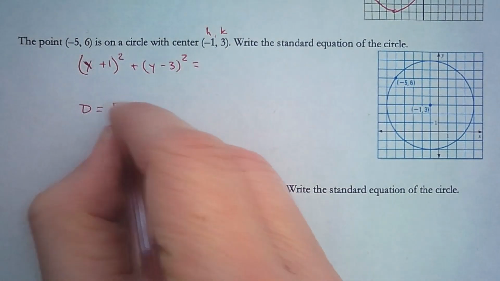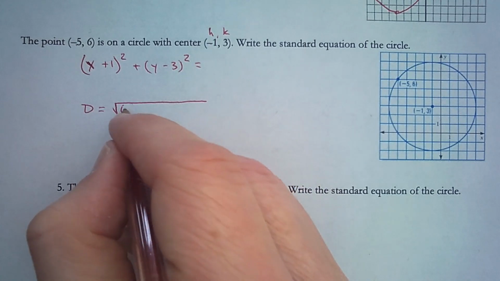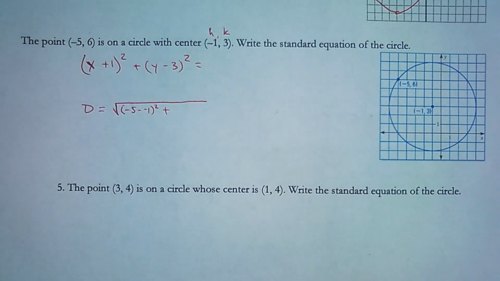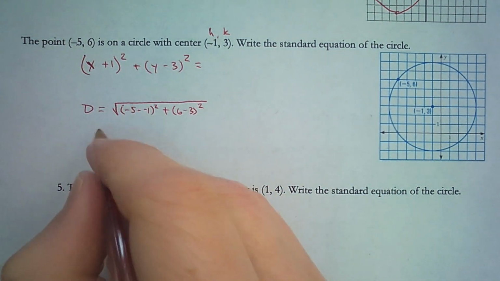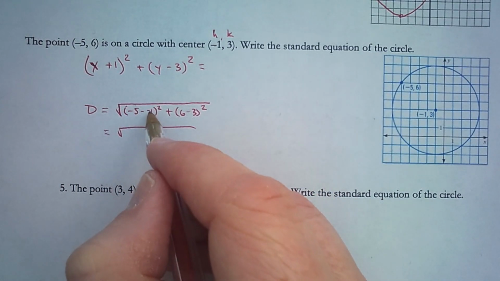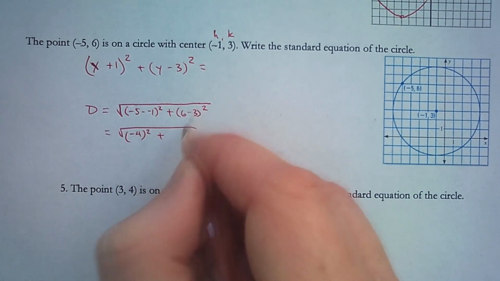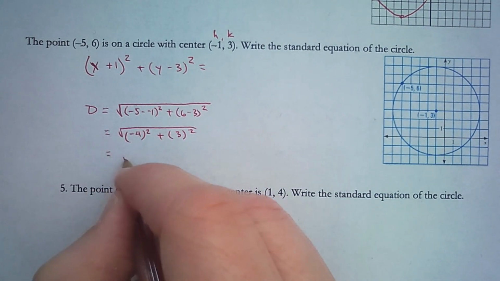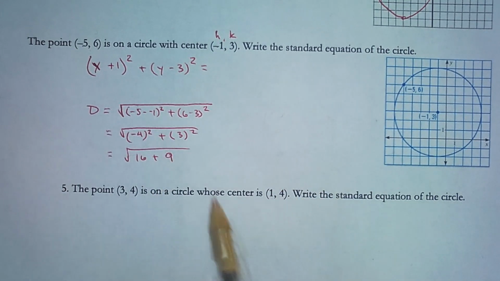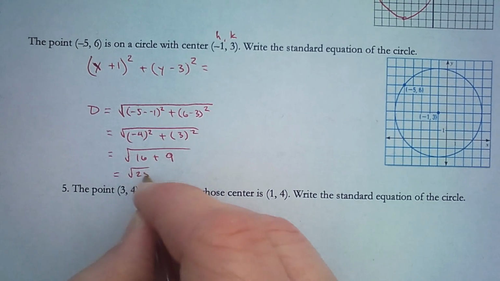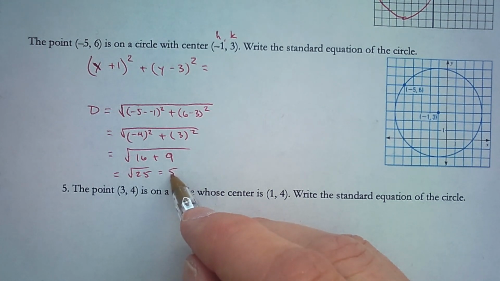Okay, so the distance formula is the square root of x minus x squared. So here are your x's, negative 5 and negative 1. So negative 5 minus negative 1 squared plus y minus y, 6 minus 3 squared. Okay, so negative 5 minus negative 1, that is negative 4 squared, plus 6 minus 3, which is 3 squared. Negative 4 times negative 4 is positive 16, and 3 times 3 is 9. So we have the square root of 16 plus 9, which is the square root of 25. And the square root of 25 is 5. So we got a radius of 5.